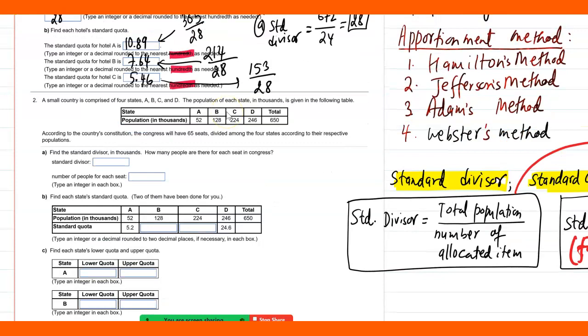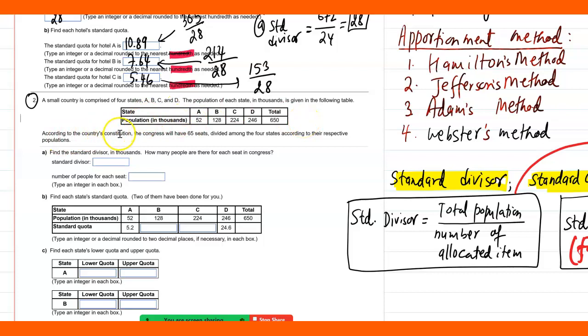Question number 2. A small country is comprised of 4 states A, B, C, D. Remember that the country has 4 states. Like we have 50 states, this country has 4 states A, B, C, D, and each state is a group here, and the population of group A is 52,000. Remember that, 52 in thousand. B is 128,000. C group population 224,000. D group population 246,000. Total population 650,000. Again, you have 650,000, but you don't have to write that because it's in thousand.